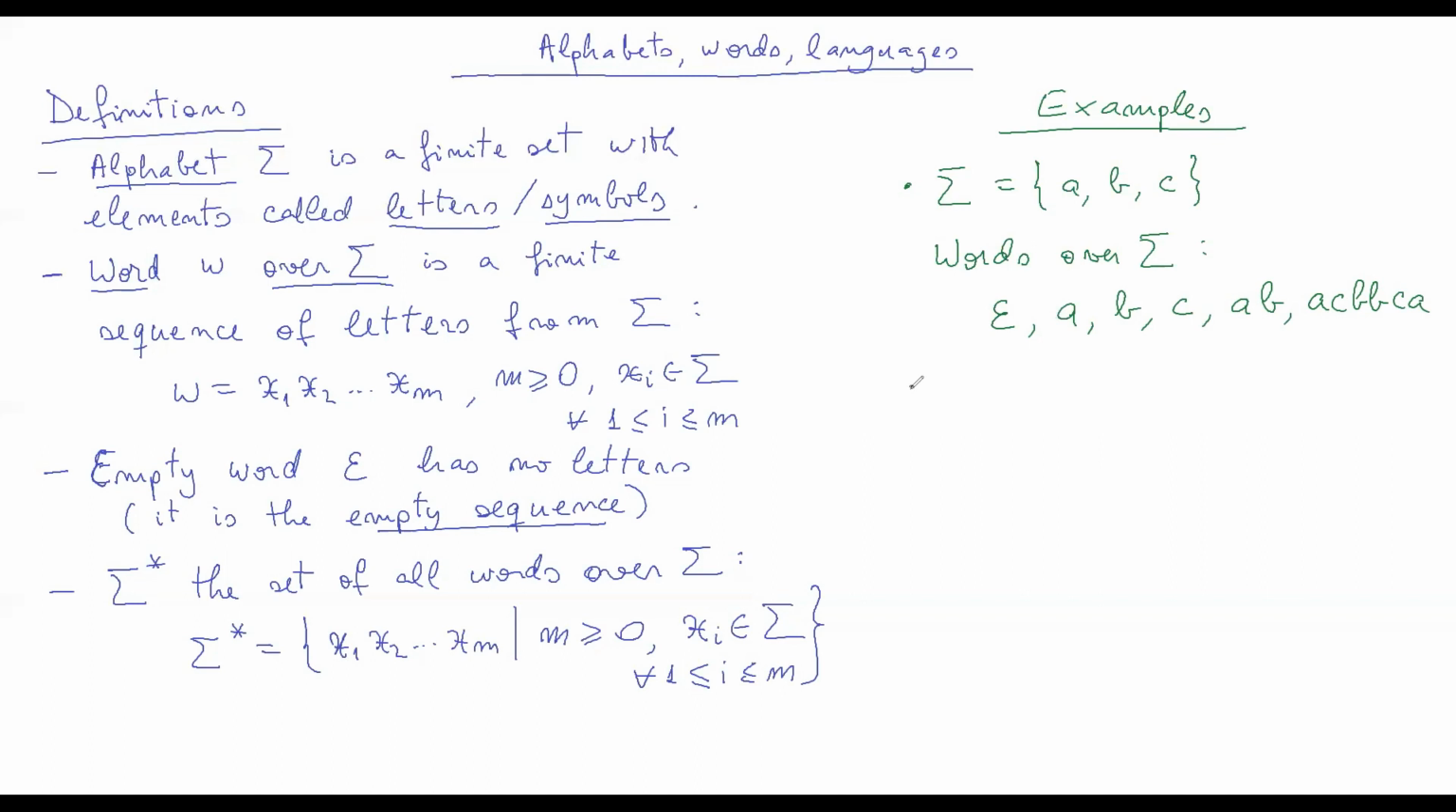Here is another possibility. Sigma is the binary alphabet, so it's made just of two letters, let's say 0 and 1. And words over sigma, in this case, you could have epsilon, the empty word. You could have word 1. You could also have this one, and obviously much more than that.